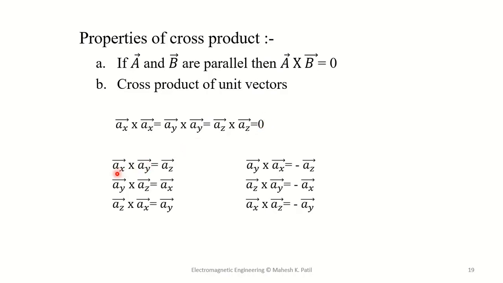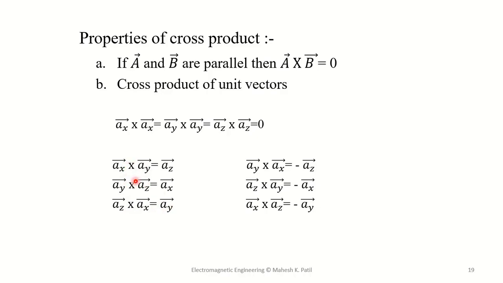If you consider the cross product of unit vector ax with unit vector ay, then that cross product ax cross ay is az. Similarly, ay cross az is ax, and az cross ax is ay. So this follows the forward direction path. X, y will result in the z direction, y, z will result in the x direction, and z, x will result in the y direction.